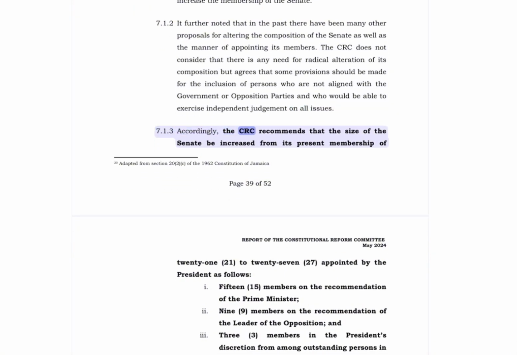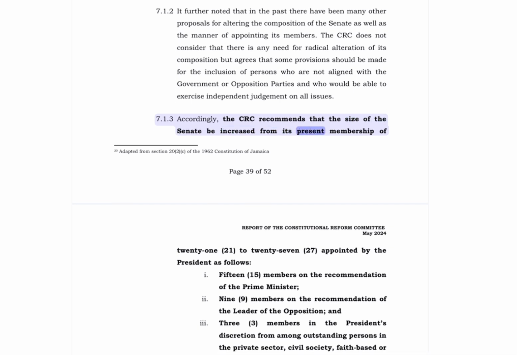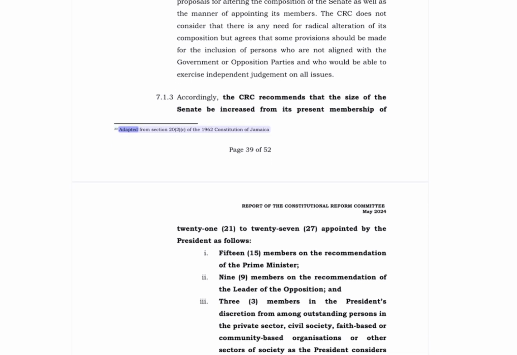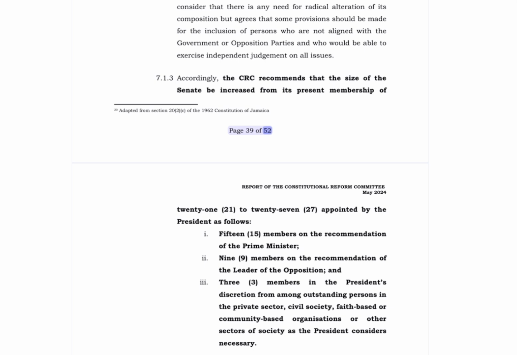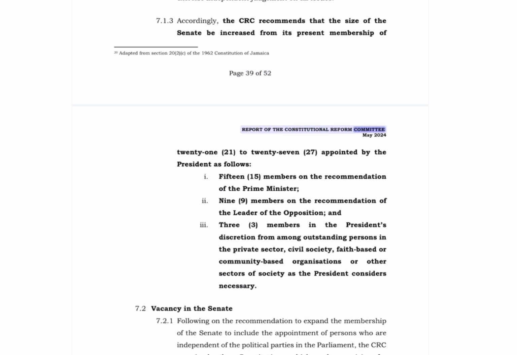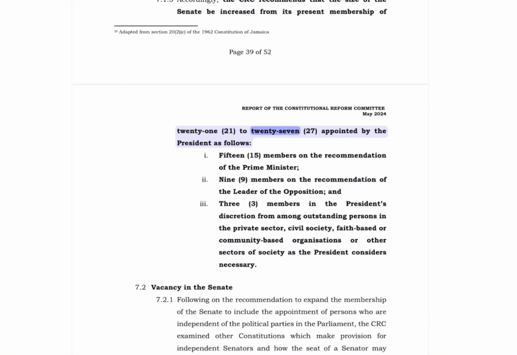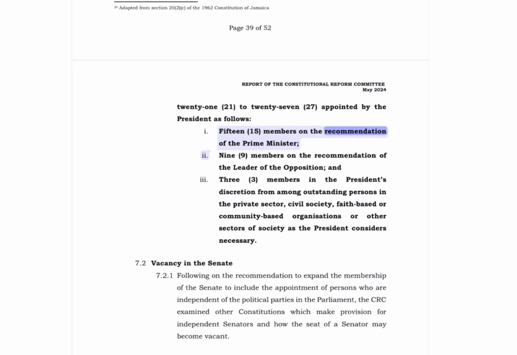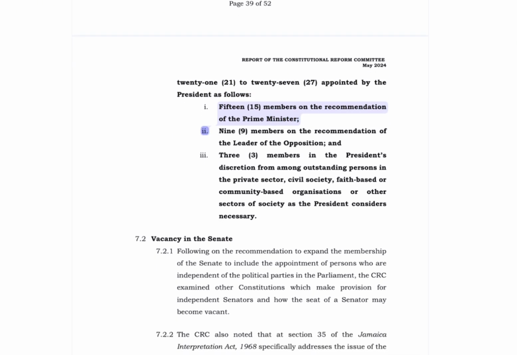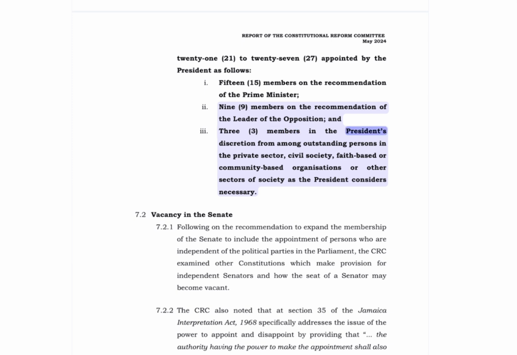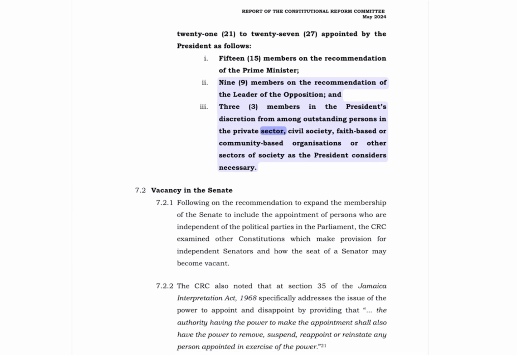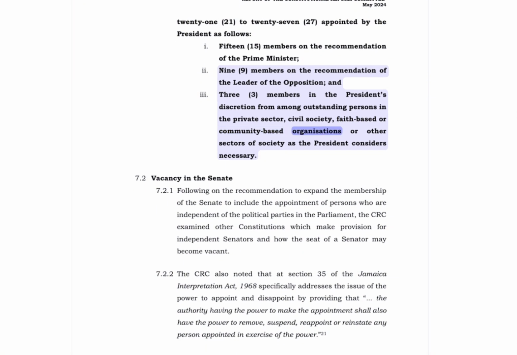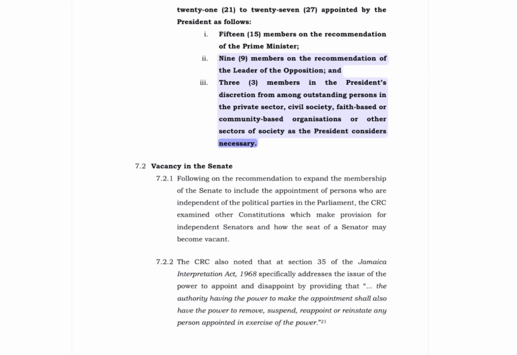7.1.3 Accordingly, the CRC recommends that the size of the Senate be increased from its present membership of 21 to 27, appointed by the President as follows: 15 members on the recommendation of the Prime Minister; 9 members on the recommendation of the Leader of the Opposition; and 3 members in the President's discretion from among outstanding persons in the private sector, civil society, faith-based or community-based organizations, or other sectors of society as the President considers necessary.